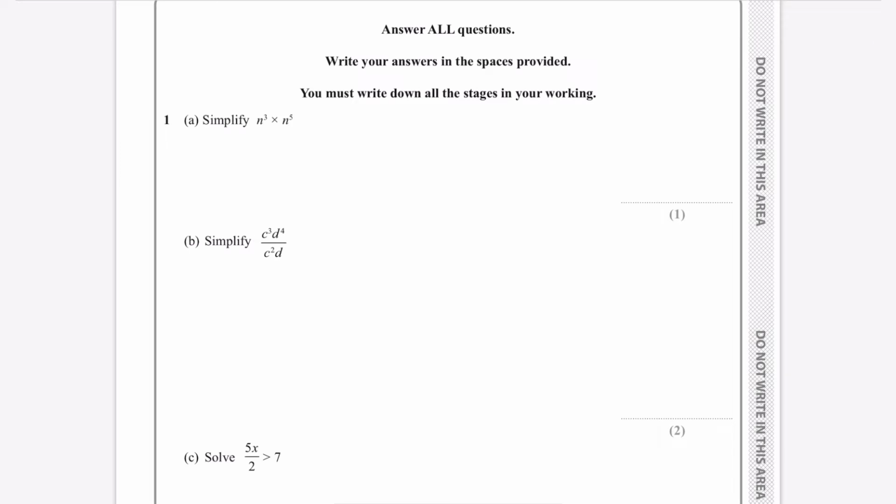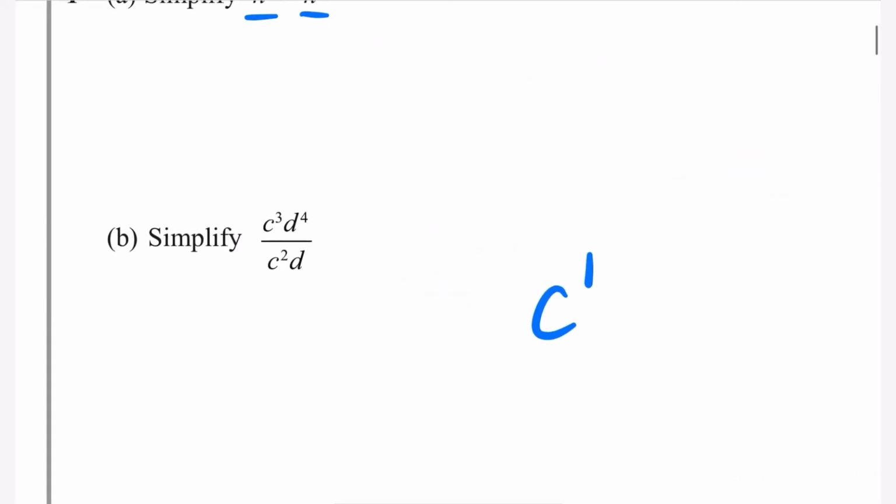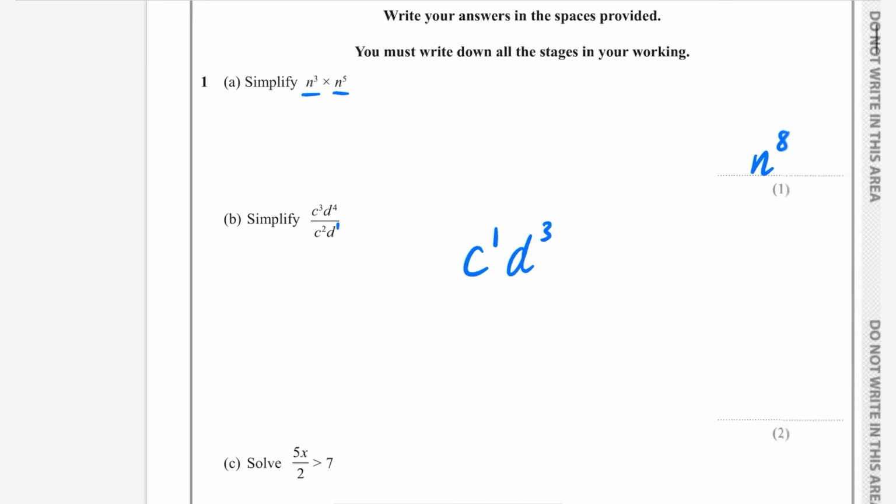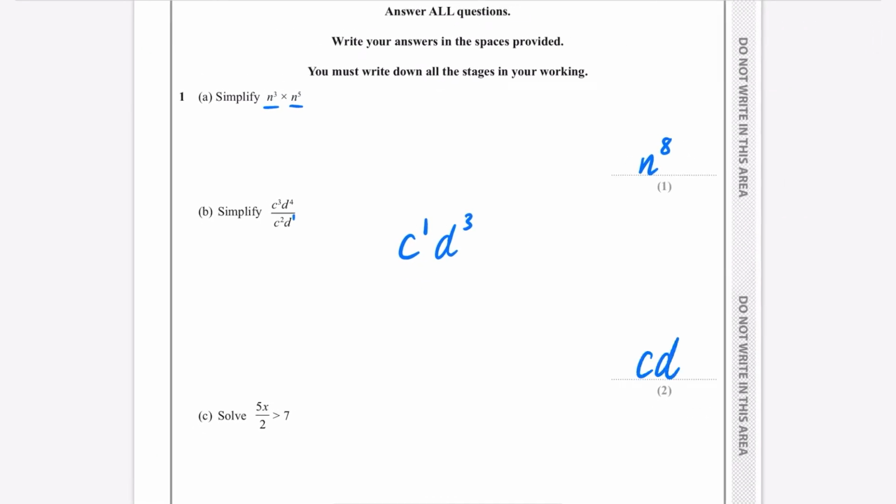So first of all, we're going to simplify this. We know it's indices, so you just add the powers, so it's n to the power of 8. This one you're going to subtract the powers. So for the c part, you're going to do 3 take away 2, which is 1. And for d to the power of 4 over d to the power of 1, you do 4 take away 1, which is 3. So you get c to the power of 1 d^3, which is just c d cubed for that one.